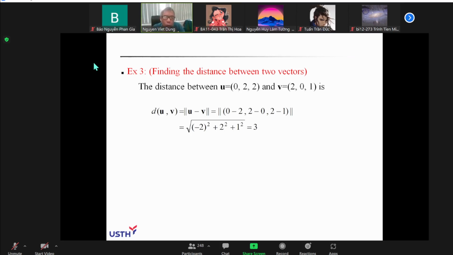And what I want you to do as homework is, please draw the vectors u and v in the space. At home, please take a paper and draw the coordinate axes OX, OY, OZ, and you see what u is, what v is, and why the distance between u and v is 3. Then you will have the imagination about the distance between two vectors.